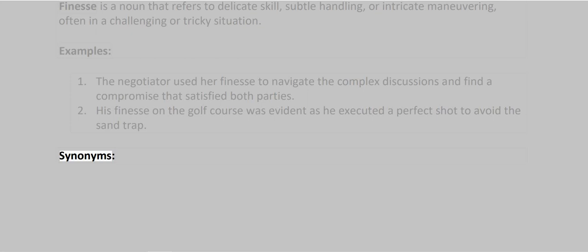Synonyms. 1. Skill. 2. Elegance. 3. Craftsmanship. 4. Artistry. 5. Precision. Antonyms. 1. Clumsiness. 2. Ineptitude. 3. Rudeness. 4. Inaccuracy. 5. Roughness. Finicky.